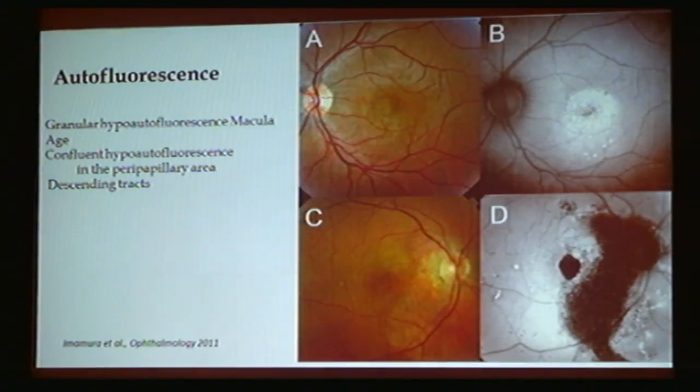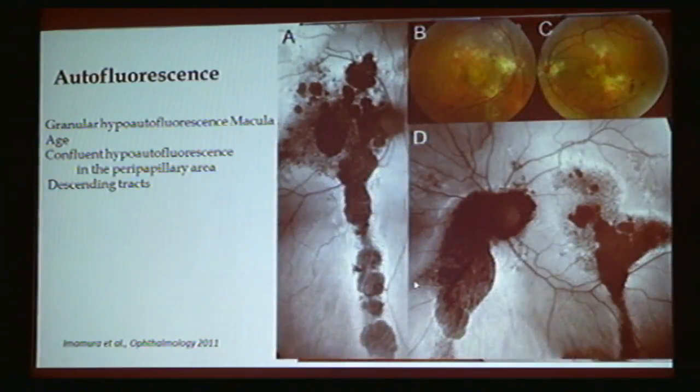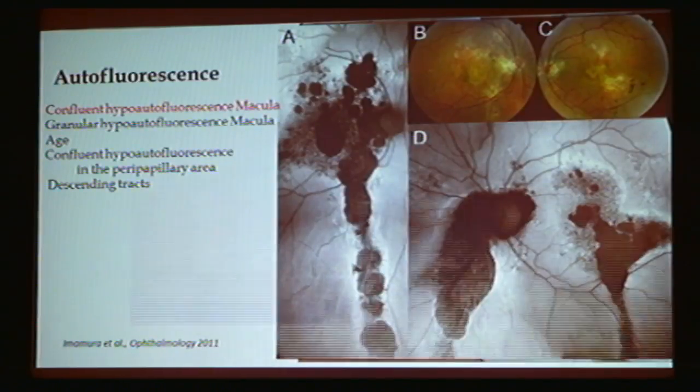Coming to autofluorescence, chronic CSCRs can present in different ways: granular hypoautofluorescence, macular involvement, elderly age, confluent hypoautofluorescence, and descending tracts. These are all independent variables which determine the visual acuity and prognosis. Confluent hypoautofluorescence at the macula, like large dark areas, indicates large areas of atrophy, which are consequent to chronic CSCR.